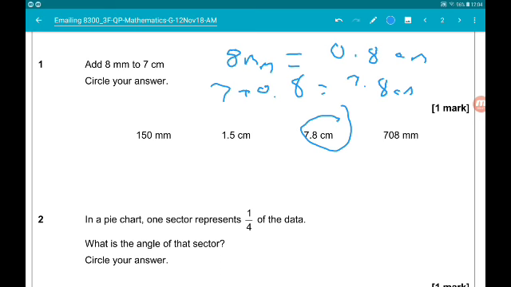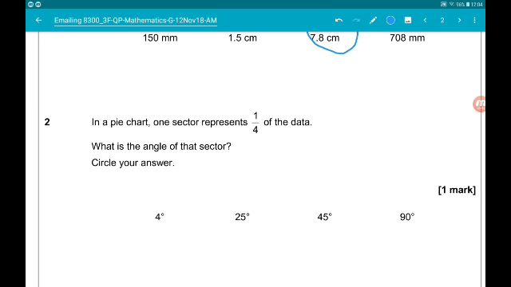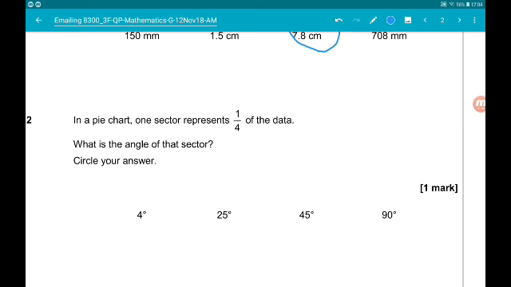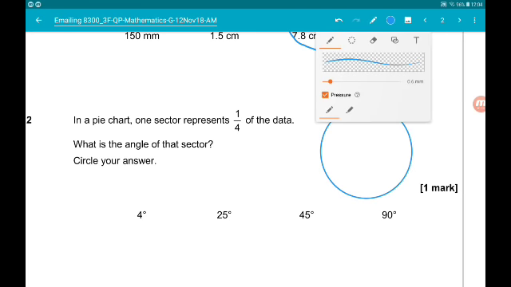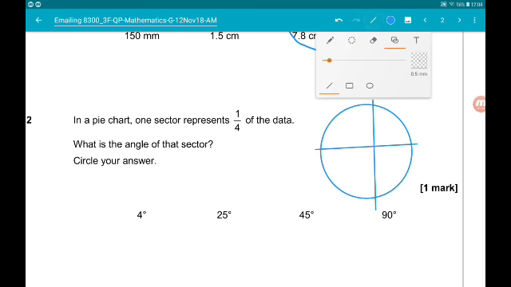Cool. In a pie chart, one sector represents 1/4 of the data. What is the angle of that sector? So, this can be our pie chart. Now, very roughly, if we cut it in half, it's going to look like that. Quarters, it's going to look like that. The angle then of a quarter is 90 degrees.